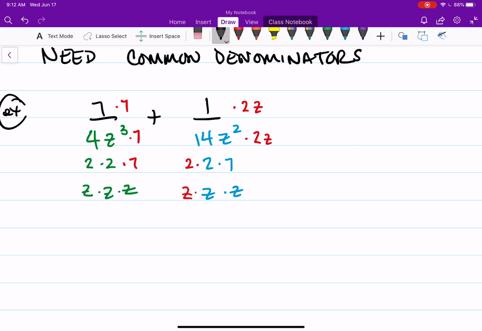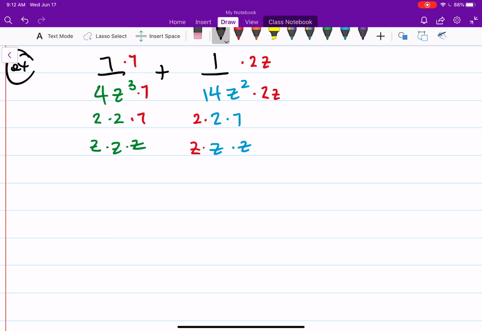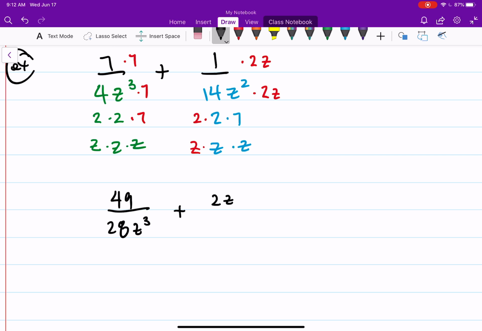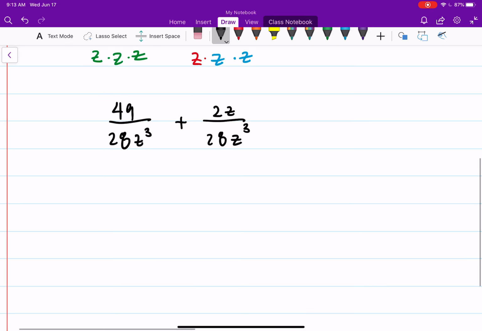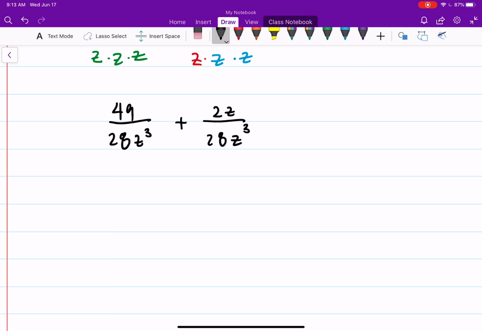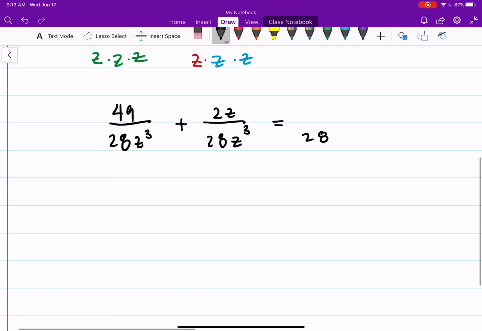So let's look at the first fraction. 7 times 7 is 49, and the bottom is 4 times 7, which is 28z cubed, plus. The top is 1 times 2z, over 14 times 2, which is 28, and z squared times z is z cubed. Awesome, now I have common denominators. So I keep the bottom and then add or subtract the top. The question is, can 49 and 2z add? And the answer is no.